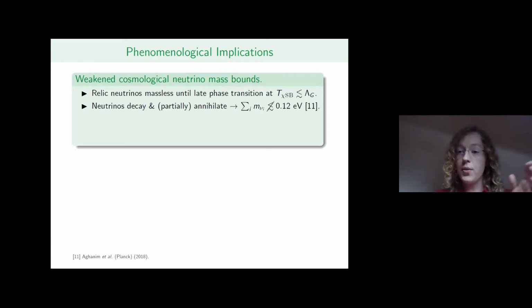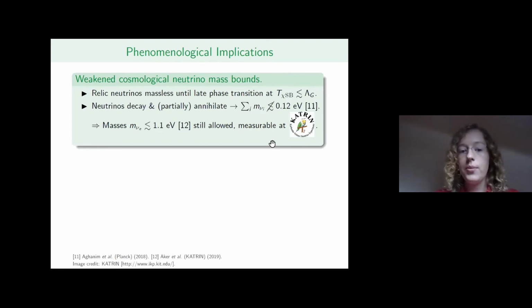But in our case, the phase transition is happening after CMB formation. So in our case, you can't actually see in the CMB that the neutrinos are disappearing afterwards. So this disappearance of the neutrinos, this annihilation into the massless Goldstones, is eliminating the standard bounds that we have in cosmology for the sum of the neutrino masses. Usually this is around 0.12 electron volt. These are the latest Planck results.